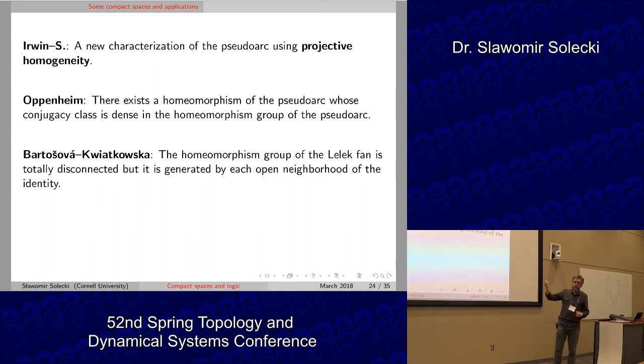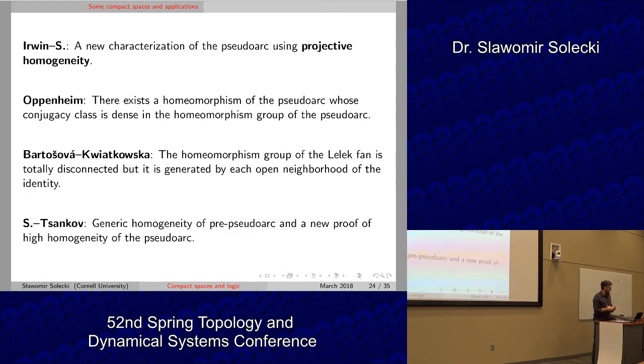So for Polish groups, so-called Polish groups, groups that are completely metrizable and separable, this was a problem from the Scottish book: whether you can get totally disconnected groups that are generated by each open subgroup. This was solved some time ago, but then people asked, what if you restrict yourself to homeomorphism groups of continua? Can you still get a counterexample? And it turned out that you can, for example, for the Lelek fan. So this is quite a recent result of Bartoszowa and Kwiatkowska.